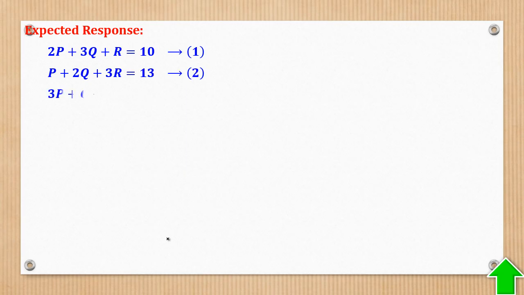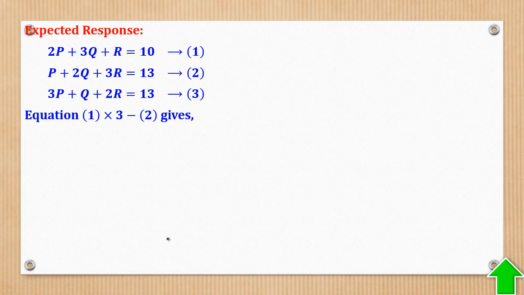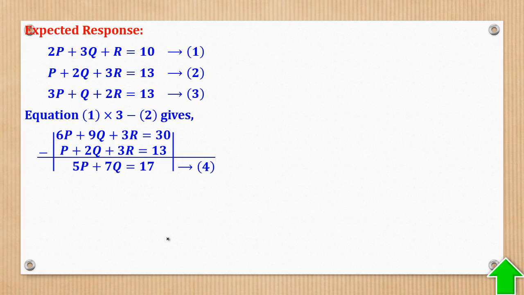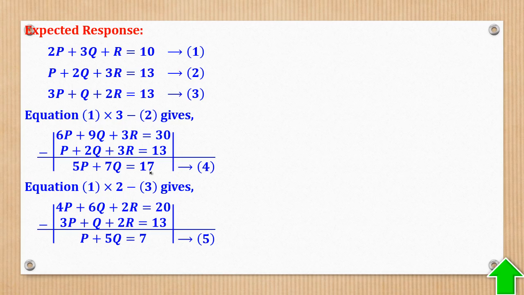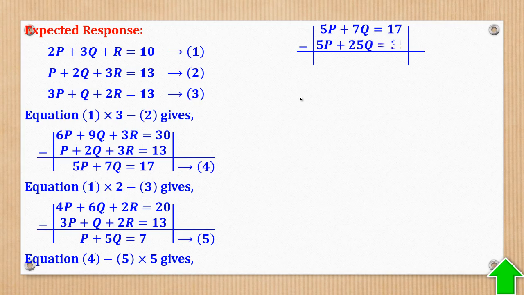So equation 1, equation 2, and equation 3. So next is to solve them simultaneously. When I multiply equation 1 by 3 and subtract equation 2, I come up with this. Then also equation 1 times 2 minus equation 3 gives me equation 5. Now I've eliminated R, I can solve 4 and 5 simultaneously to remain with only one unknown, which can be got.